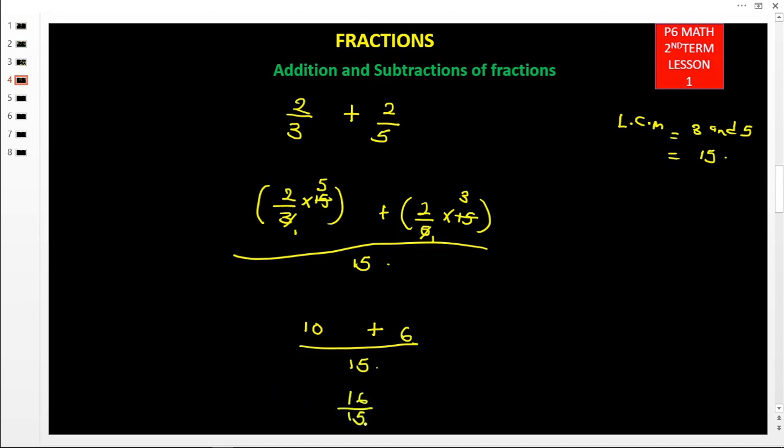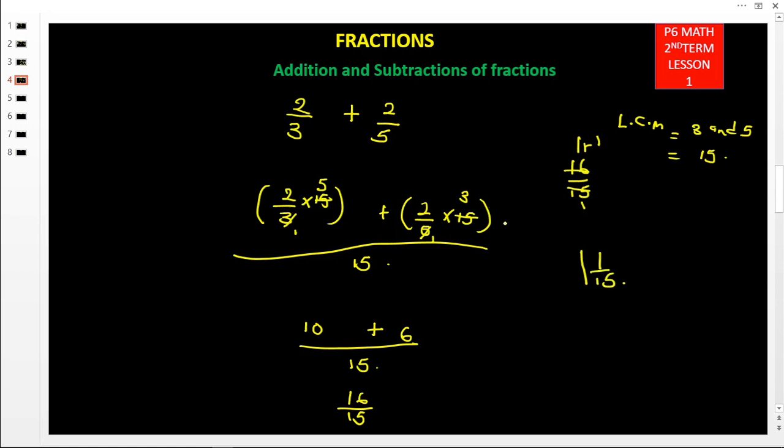Then we are not going to stop here, because we are having 16 out of 15. This means that this is an improper fraction. Remember, improper fractions give us what we call mixed fractions. So how many groups of 15 can we get from 16? We get 1, we remain with a 1. So this is going to be one whole number, 1 out of 15. So this one makes our answer.